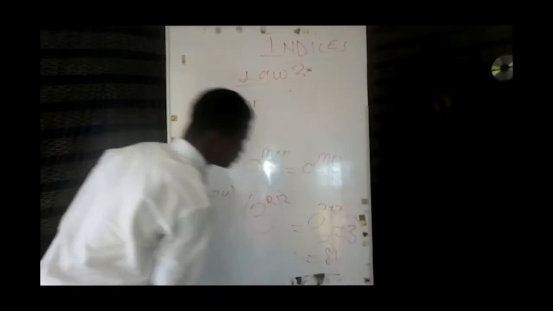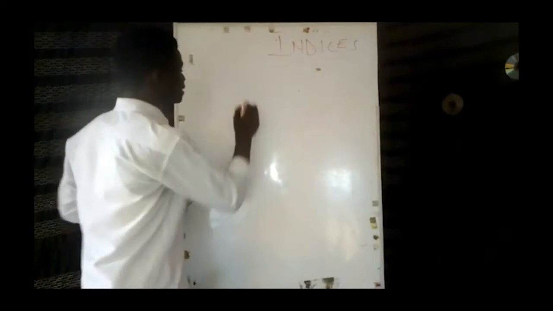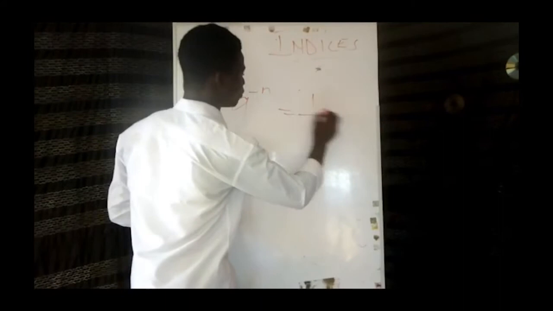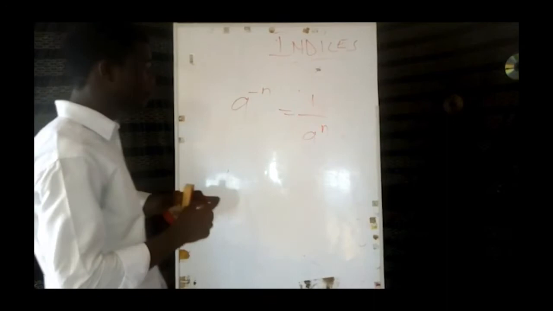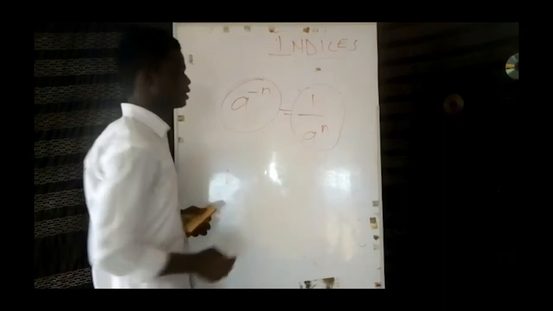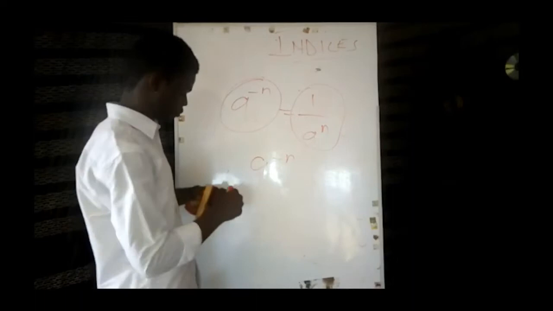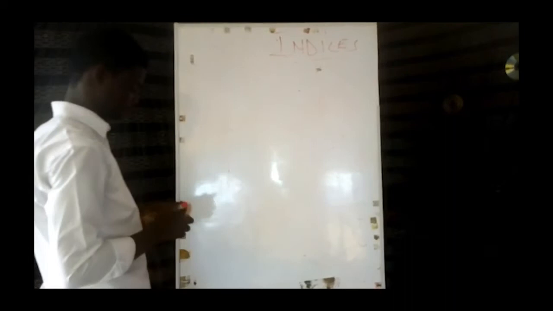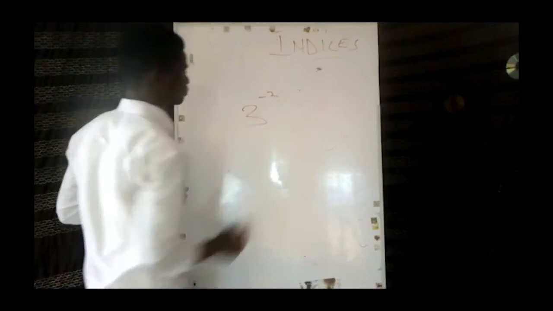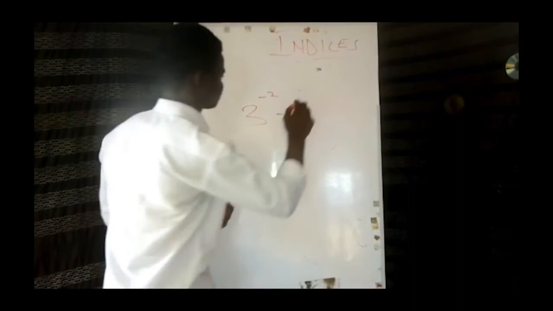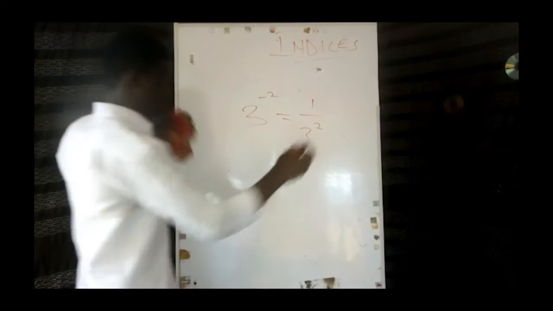Again, there are further rules governing indices. In case you see such a question, it's a reciprocal of that number. So A exponent minus n is 1 over A exponent n. You can convert this to this, or you can change this also to this. So in case you see this, you can rewrite it the same as this. Let's take an example under this further rule: 3 exponent minus 2. This can be written as 1 over 3 squared. That gives you 1 over 9.